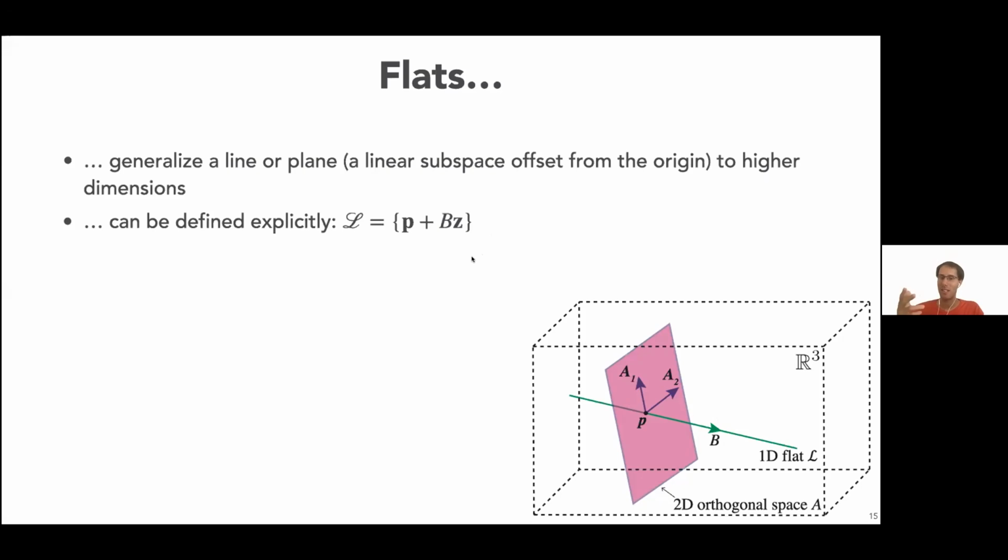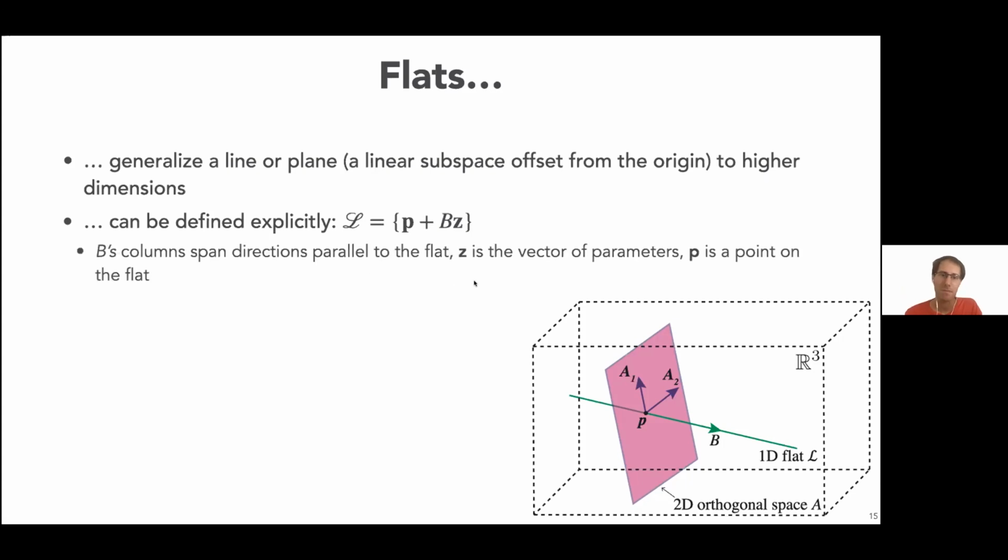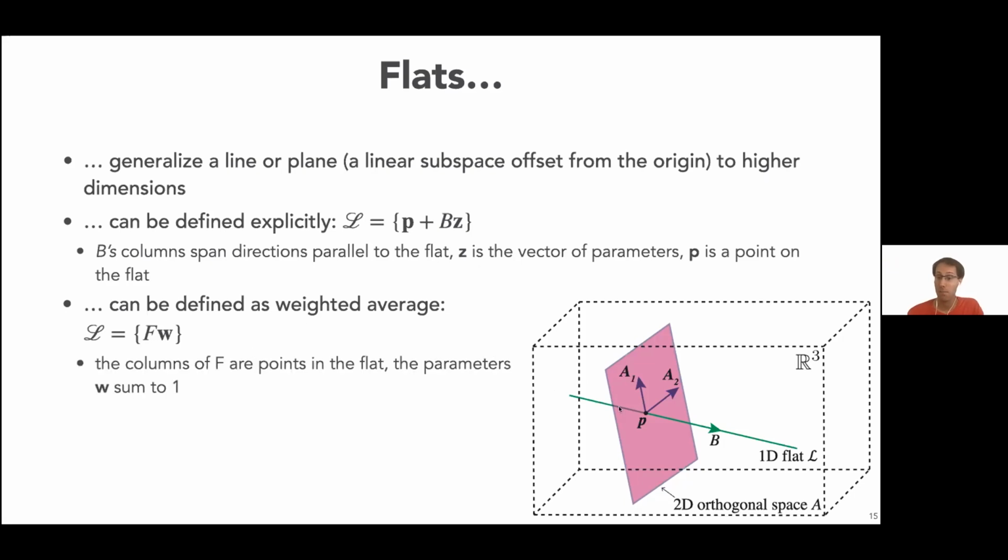The same thing works in higher dimensions, where the columns of B simply span the linear subspace offset from the origin. In that case, z would be a kind of vector of parameters, but that's straightforward. We can also define a flat as a weighted average. In this case, the columns of F are just points on the flat, and the parameters sum to 1. So we would have 2 points on the line, and any combination of those 2 points that sums to 1 is a point on the flat, and that works to also define planes or higher dimensional flats.